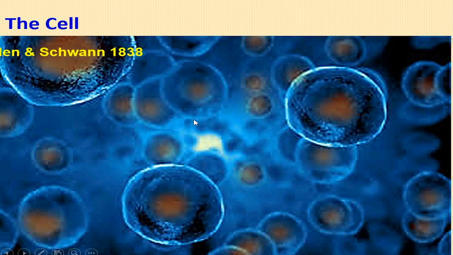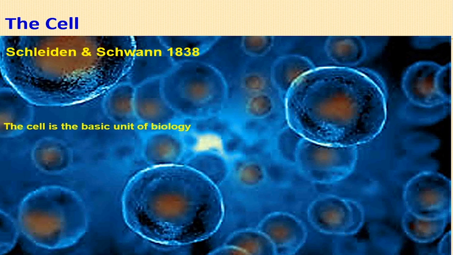These cells were observed in 1838 under the compound microscope by Schleiden and Schwann. They produced some important key points about cells, and they first introduced that the cell is the basic unit of life. Biology means life, and the cell is a fundamental unit of biological activity. The human being is composed of organs, organs are composed of tissues, and the tissues are composed of different varieties of cells. So the cell is the basic fundamental unit of biological activity.